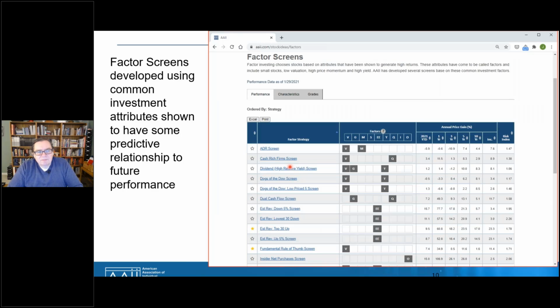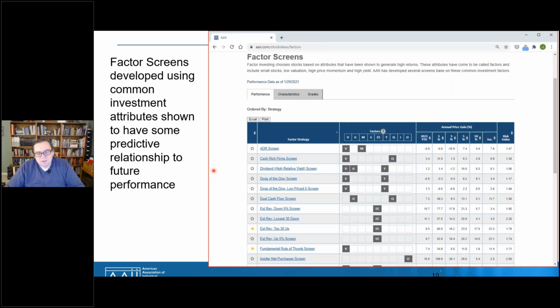So I'm going to spend a little bit of time first talking about factor screens and what you as a member have access to, and what are factor screens. So factor screens are developed using common techniques that have shown, either by academic studies or common sense as far as old investment techniques, to have some predictive value to future relationships. And so we take our screens and we break them down between factor screens that are based more on just known quantitative factors, versus guru screens that were developed using the teachings and works of famous investors.